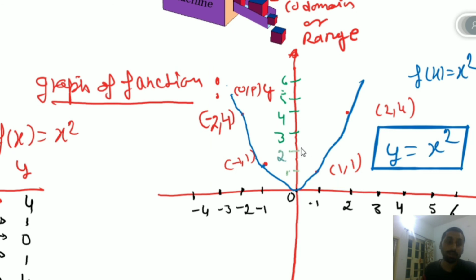We will discuss when we say that a relationship is a function, or when we say that a relationship is not a function. Okay, and what types of function there are, one to one, many to one, and different types of functions, we will be discussing in the next video.